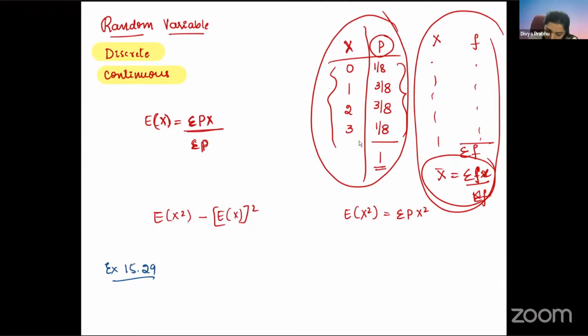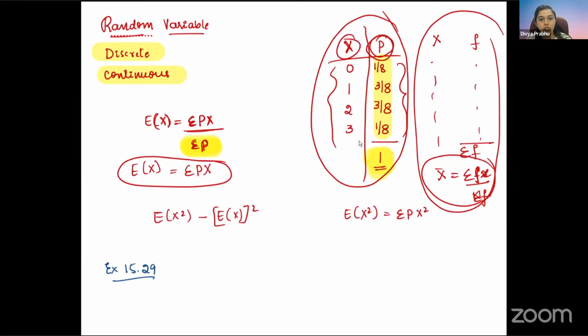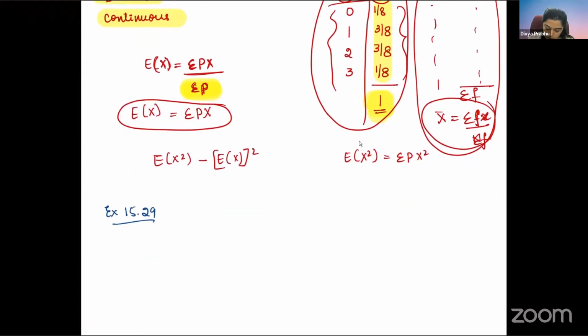But understand, the summation of p, all the probabilities put together, will always be 1. So the denominator will always be 1. And that is the reason we can simply say E of x is equal to summation px. Got it? This is how we derive this formula. Basically, E of x is simply summation P into x. So multiply probability into x values and go on adding them. That's all. We'll solve one question on this.